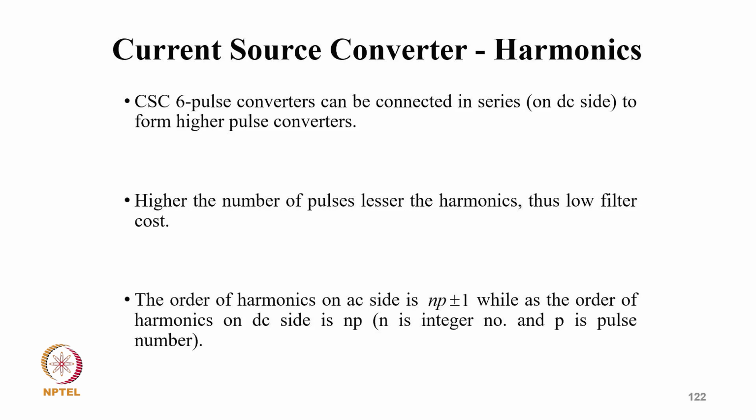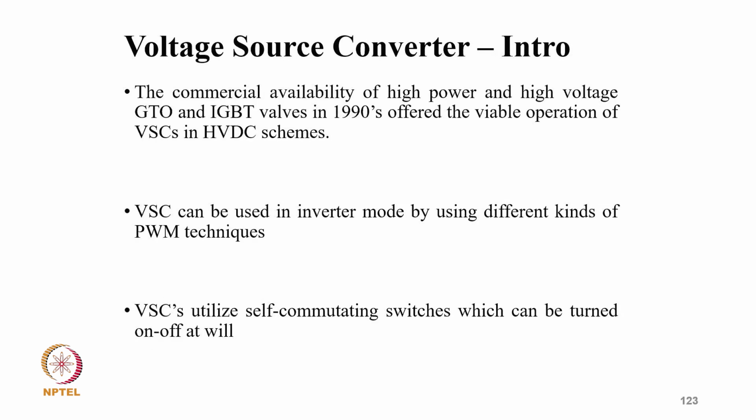And the order of harmonics on the AC side is NP plus or minus 1, while the harmonics on the DC side are NP, where N is an integer and P is the pulse number.